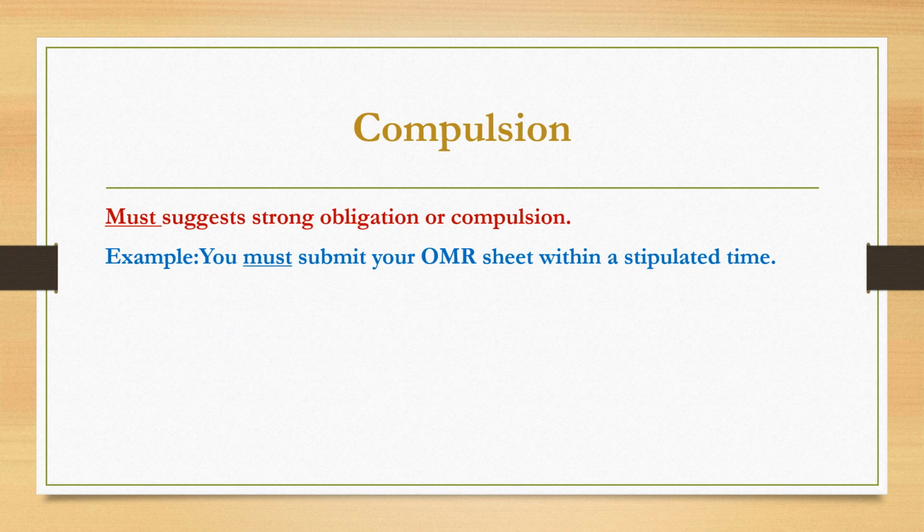Compulsion. Must suggests strong obligation or compulsion. Example, you must submit your OMR sheet within a stipulated time. Now, this is a compulsion. You have to forcefully tell someone to do something, so then we use this compulsion modal must.